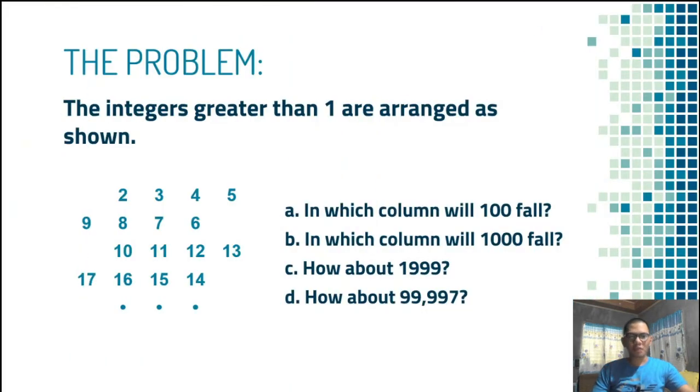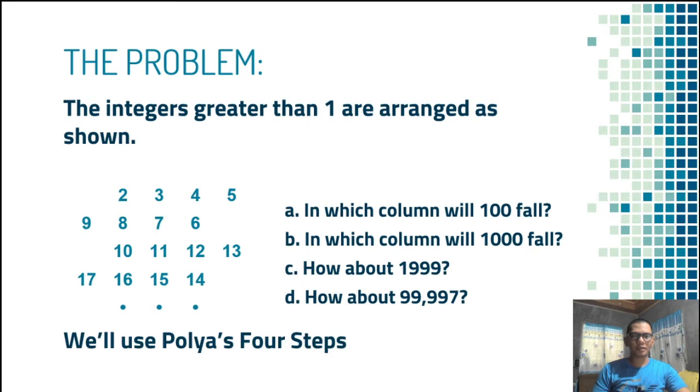The integers greater than 1 are arranged as shown in this slide. The questions are, which columns do 100, 1000, 1999, and 99,997 fall in this arrangement? Now, as I've said earlier, we're going to employ Polya's 4 steps to solve this problem.